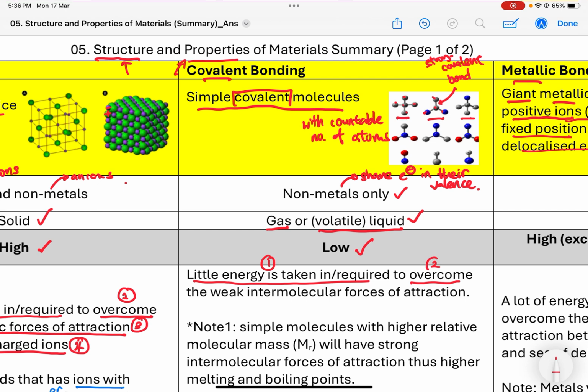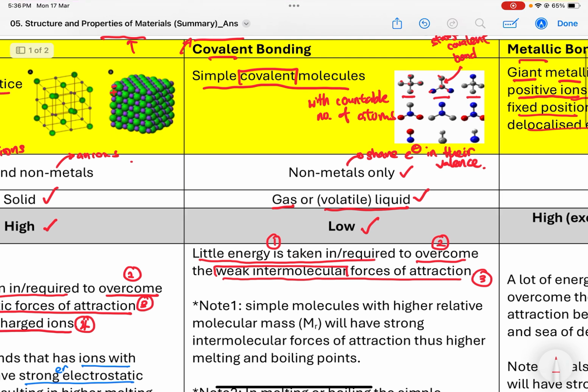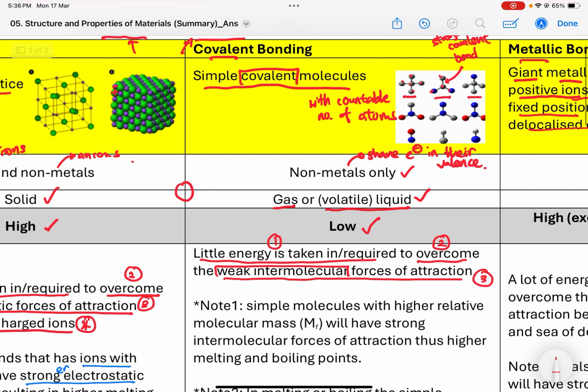Second thing, the word overcome. Now what are they trying to overcome over here? It is the weak intermolecular force of attraction. Now take note here, we are looking at weak intermolecular force of attraction. This is not the strong covalent bond, not the strong electrostatic force of attraction between the electrons and the nucleus. No. What is this weak intermolecular force of attraction? So for example, okay, let's use hydrogen as an example. So hydrogen bonded to another hydrogen, right? So this is my strong covalent bond.